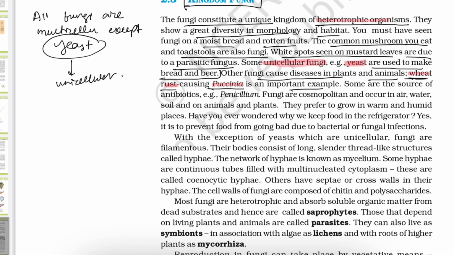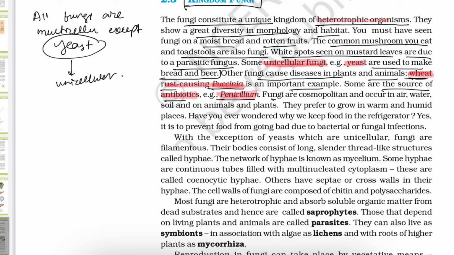This is important. Some are the source of antibiotics. Penicillium is the example of the fungi that is the source of antibiotics. Unicellular fungi example is yeast. Parasitic fungi example is Puccinia that causes wheat rust. And the fungi that gives antibiotic, example is Penicillium.